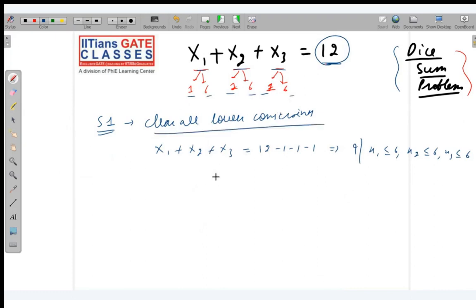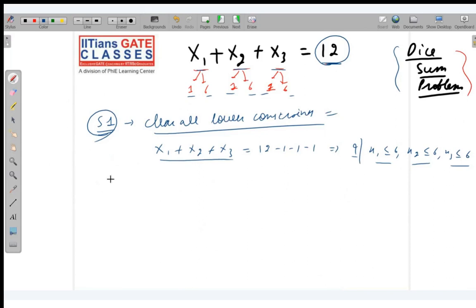So step number 1 is clearing all the lower constraints. I have cleared all the lower constraints, and finally x1 plus x2 plus x3 is equal to 9, with x1, x2, x3 each less than or equal to 6. So only 3 upper constraints are remaining, the lower constraints are over. Clearing the lower constraint is very easy; we will simply do it in step number 1. Now let me show you step number 2.